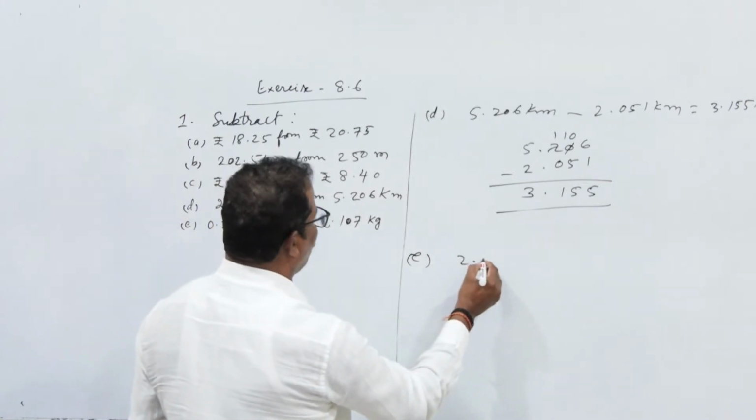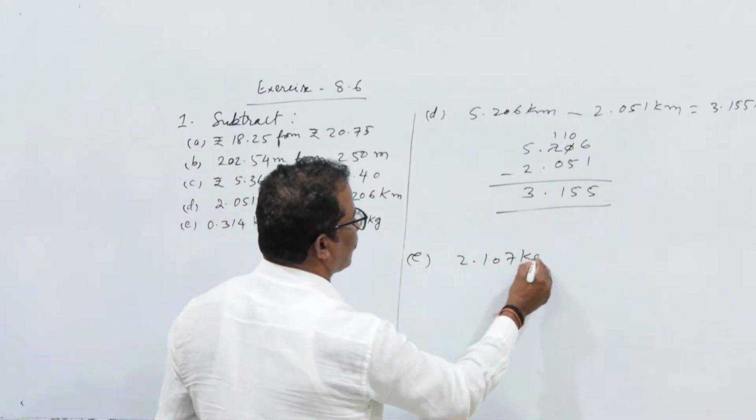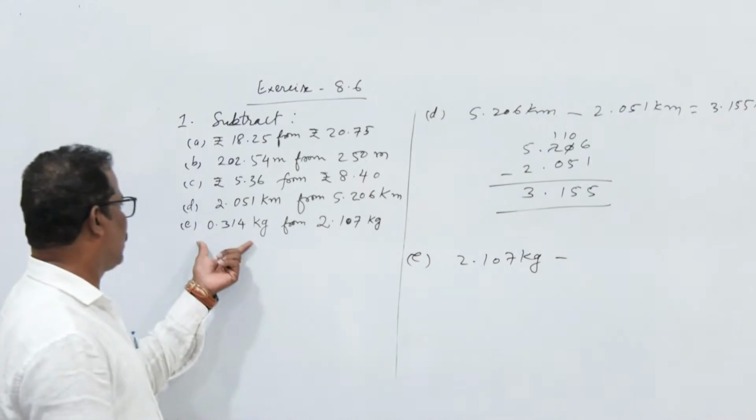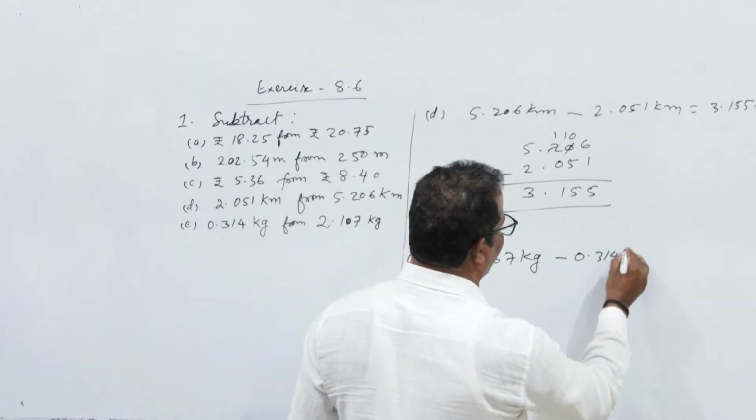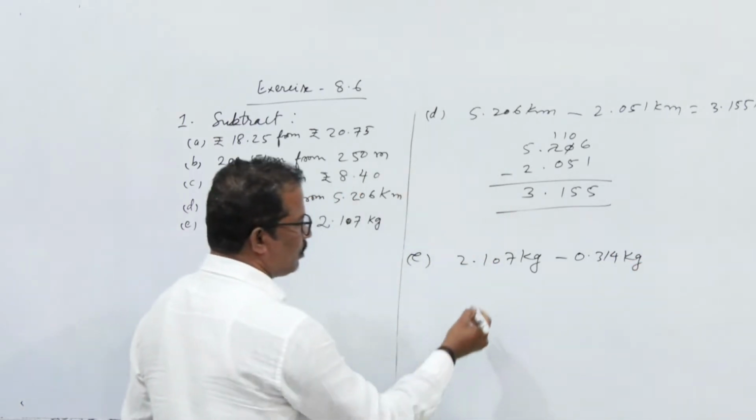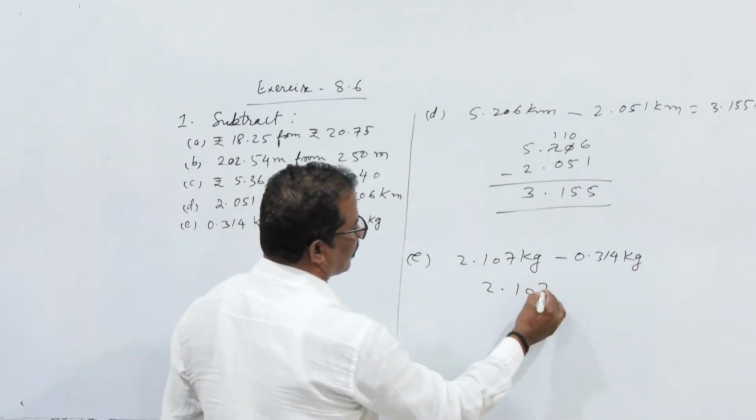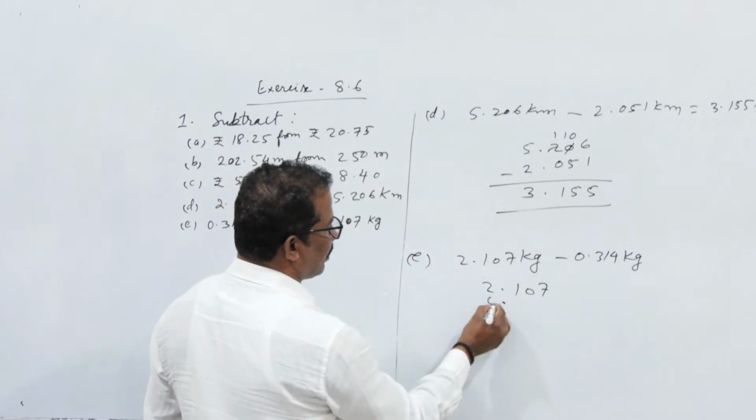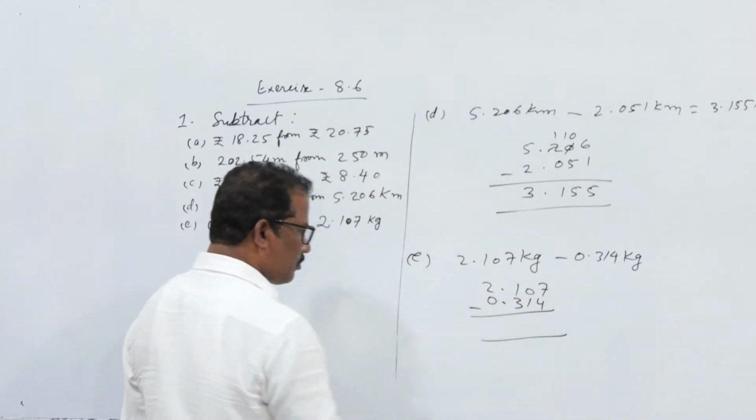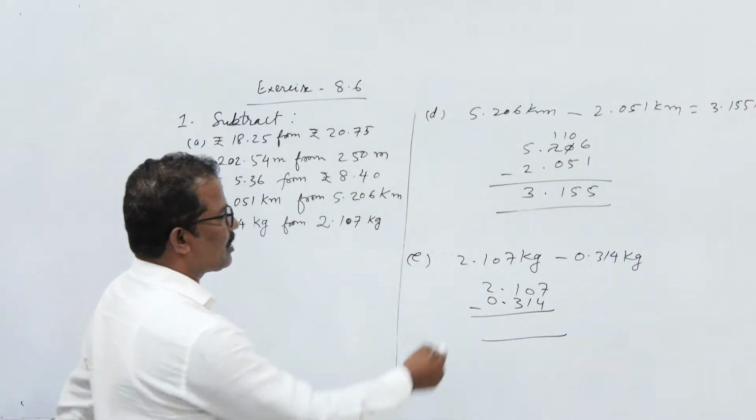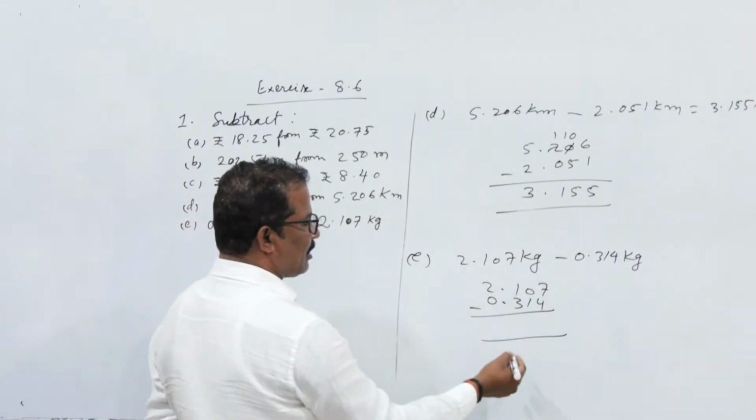That is 2.107 kg. From this we have to subtract which one? That is 0.314 kg. Understand all of you? So we can write the bigger one first, then the decimal point here. Both the numbers are decimals, both are like decimals now. So we can directly subtract here.